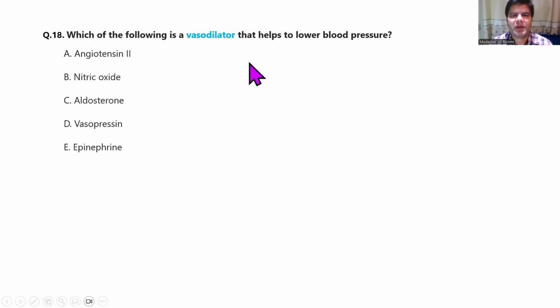Next question, which of the following is a vasodilator that helps to lower blood pressure? The options are angiotensin 2, nitric oxide, aldosterone, vasopressin, and last option is epinephrine. And the answer is nitric oxide. Nitric oxide is a very important vasodilator that's produced from the healthy endothelium. Nitric oxide is also called endothelium-derived relaxing factor. There are many other vasodilators in our body, some of which are histamine, bradykinin, potassium ions, hydrogen ions.